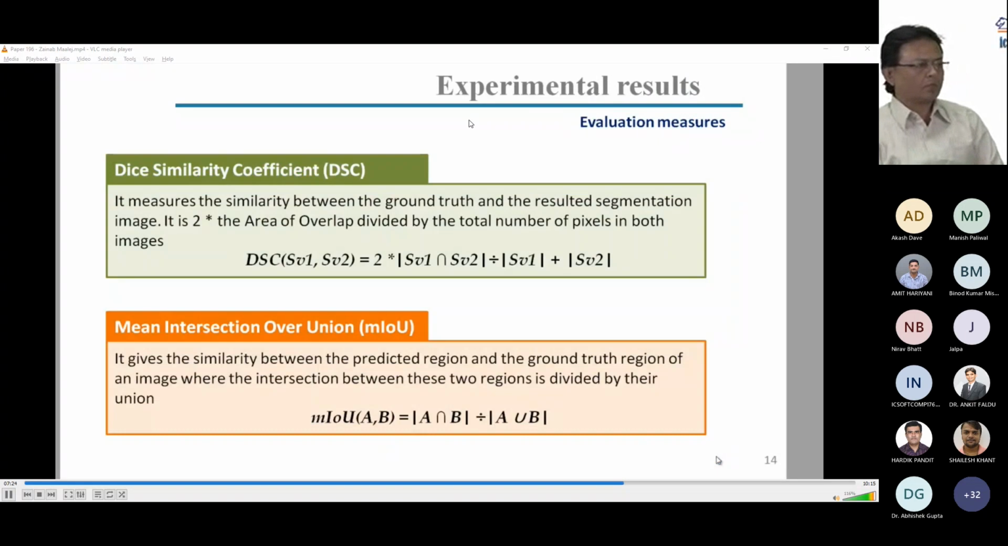For evaluation measures, we evaluated the segmentation results using the most effective metrics for segmentation tests, dissimilarity coefficient and mean intersection over union. They measured the similarity between the ground truth and the resultant segmentation image. The DSC is defined as the area of overlap divided by the total number of pixels in both images times 2, while mean IU is defined as the intersection between the two regions divided by their union. The value of these two metrics may vary between 0 and 1. Larger values confirm a better spatial agreement between ground truth and automatically segmented regions.